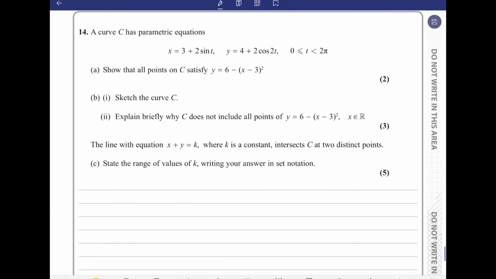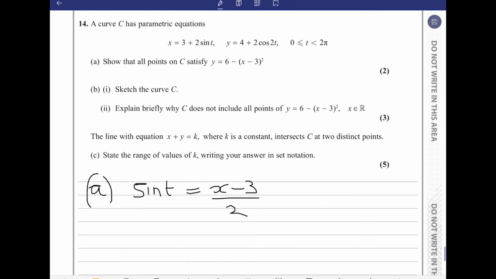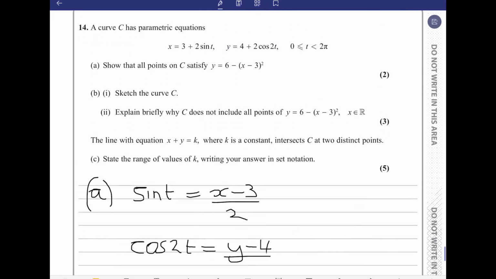Part A: show that all points on C satisfy y equals 6 minus (x minus 3) squared. There are a couple of ways you can do this, but I like the following. Using the first equation, let's make sin t the subject: sin t equals (x minus 3) over 2. With the second equation, let's make cos 2t the subject in a similar way: cos 2t equals (y minus 4) over 2.